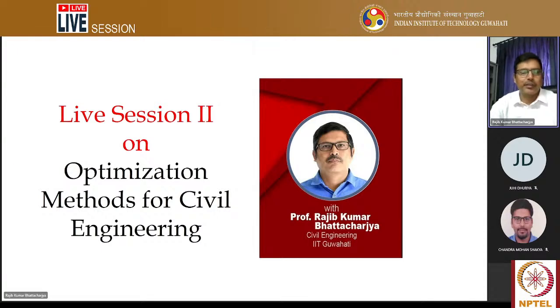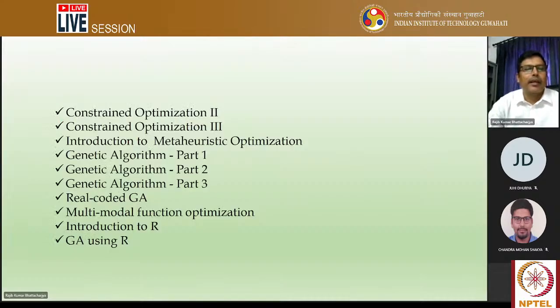So in the last session, we clarified some of the doubts of the earlier classes. After that, we covered mainly constraint optimization 2 and constraint optimization 3. Here, basically, we discussed the Lagrangian multiplier approach and the Kuhn-Tucker condition. So this is constraint optimization with equality constraint and inequality constraint.